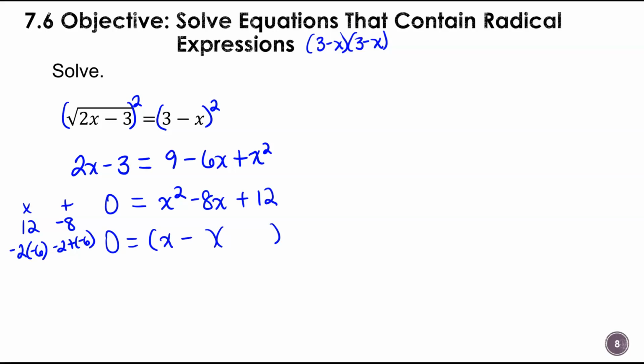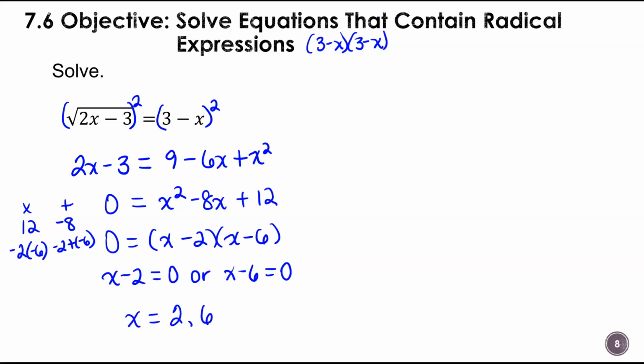So x minus 2 times x minus 6, set both equal to 0, and solve. So my possibilities are 2 and 6. And then of course I have to check these possible solutions. So 2 times 2 minus 3 equals 3 minus 2. So 4 minus 3 is 1. The square root of 1 equals 1. That does check. And then I will check the 6.